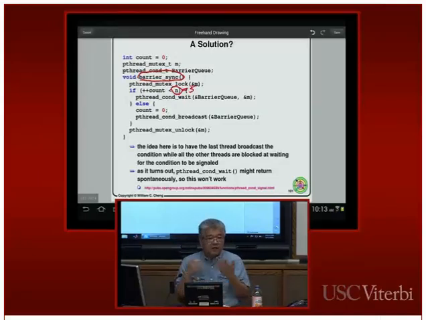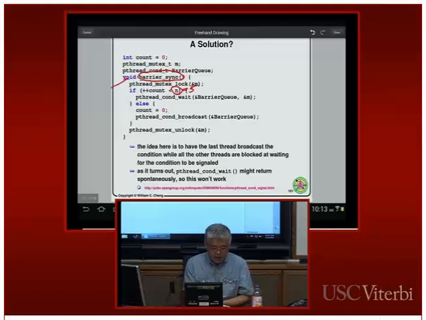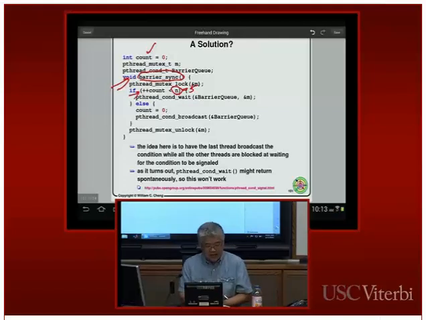The first thread, after it creates those 4 child threads, is going to call barrier sync, and it's going to come over here. Count is initially equal to 0. So this thread is going to increment the count, and the count is going to be less than 5. Therefore, what it will do is call pthread condition wait.